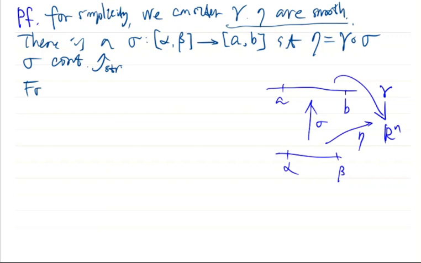So for s naught in [alpha, beta], we know that the derivative of gamma at the corresponding point sigma(s naught) in [a, b], therefore sigma(s naught) is here. So the derivative of gamma at this sigma(s naught), if you like, you might define it by t naught. Maybe we denote it by t naught.